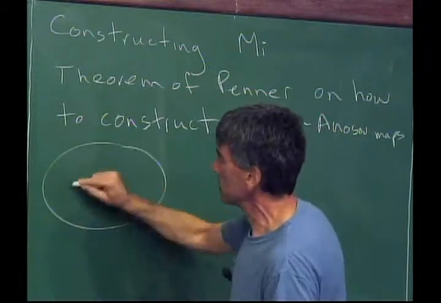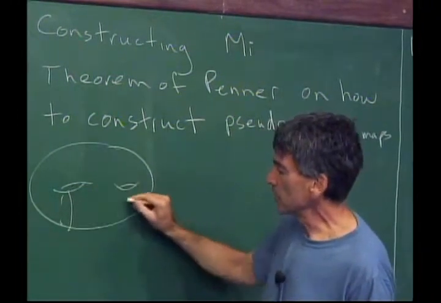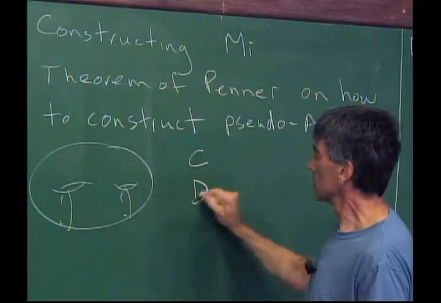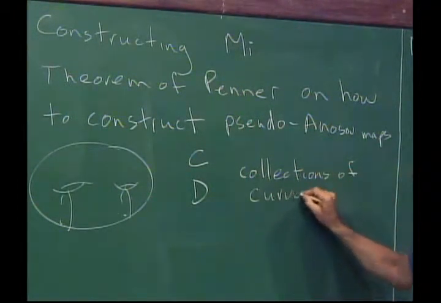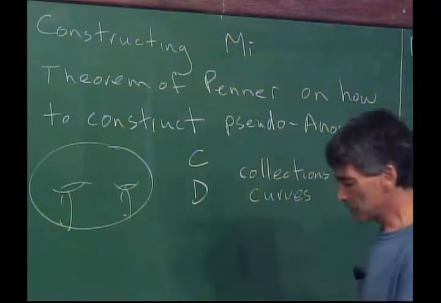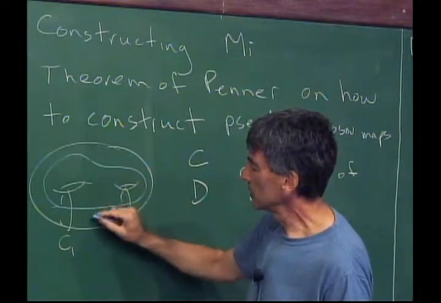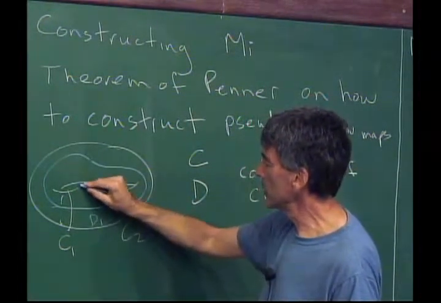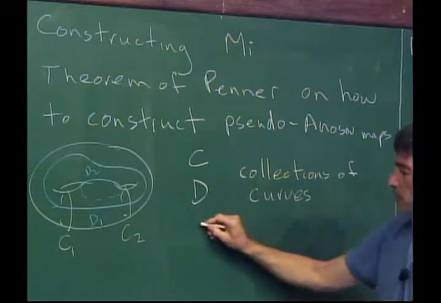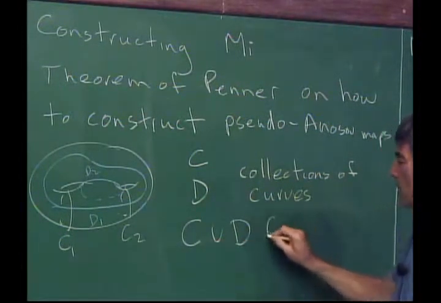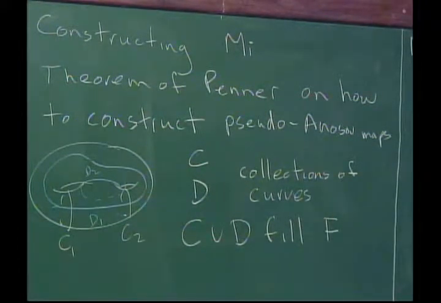And it says that if you take a surface of genus greater than or equal to 2, and you take two collections of curves on it, so this might be C1 and C2, and then you have more curves like D1 and D2, and you need more than I've got here. You need them together to fill the surface, which means that they cut it up into disks.